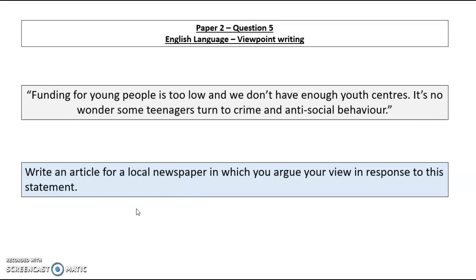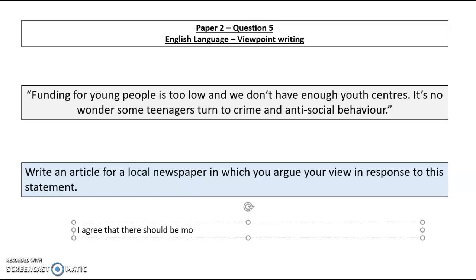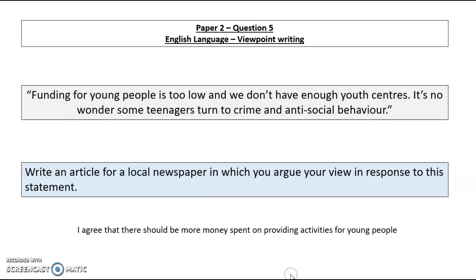And I always suggest to my class the first step of the task is just to write a simple statement that sets out your viewpoint. So if I was in the exam and I had this task, I would write underneath it, I agree that there should be more money spent on providing activities for young people. And that is what I am going to stick to. I'm not going to deviate from that at all. I am going to focus my whole piece of writing on agreeing that there should be more money spent on providing activities for young people.